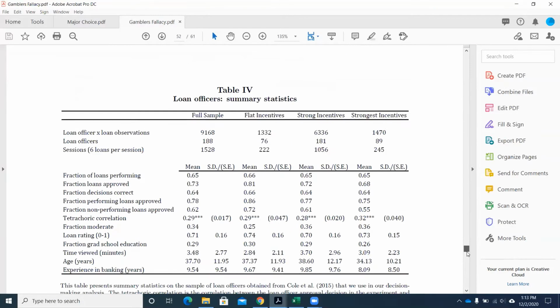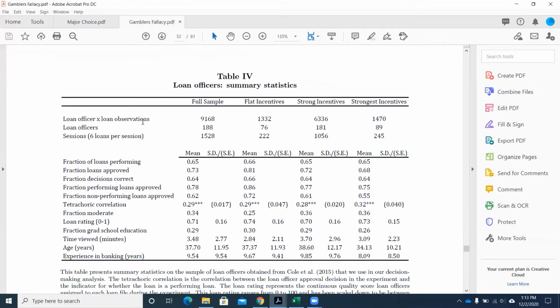So where's the, okay, here we go. We've got these loan officers deciding whether or not they're going to approve a loan. We've got different measures of the loan officer, and it's mostly information on these loan officers, right? Their age, if they had a grad school education. Also, they have these loan ratings of the loans that they were looking at.